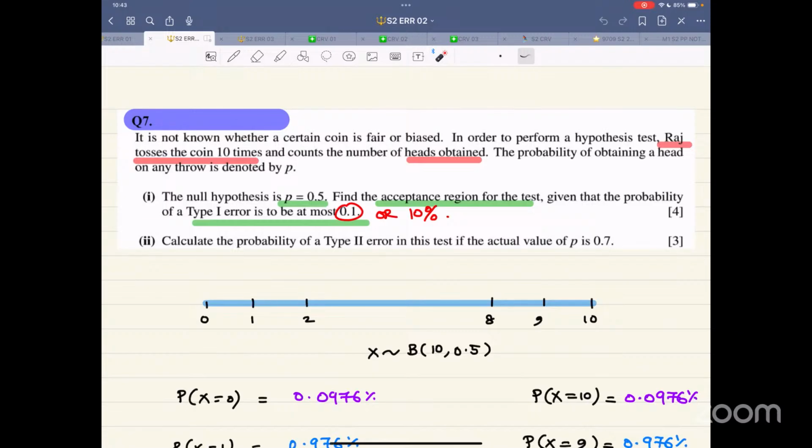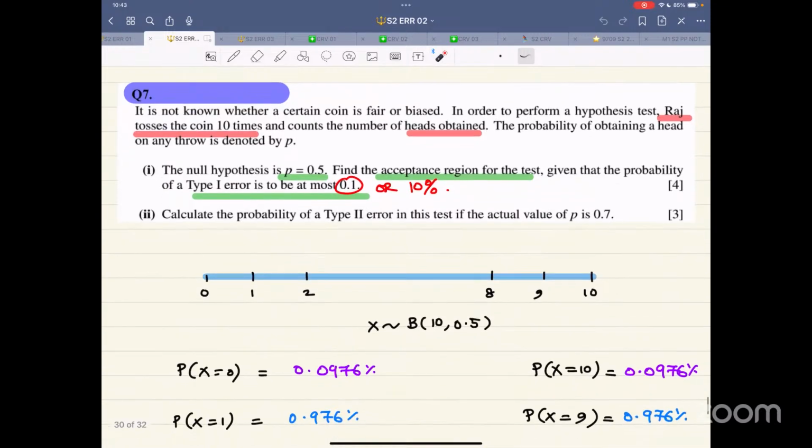So now this would be the last question from my side. It is not known whether a certain coin is fair or biased. In order to perform a hypothesis test, Raj tosses the coin 10 times and counts the number of heads obtained. The probability of obtaining a head on any throw is denoted by p. Test the null hypothesis. Find the acceptance region for the test, given that the probability of type 1 error is to be at most 10%.